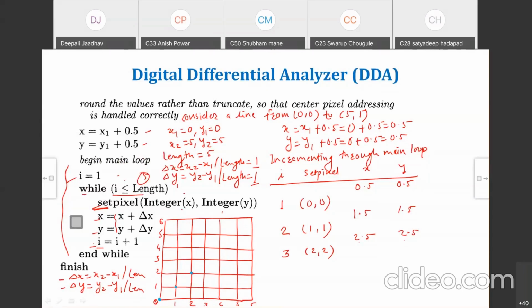Then set pixel next x and y increase with delta x, delta y, it becomes 3.5, 3.5. Next, increase the value of I, becomes 4. 4 is less than length. So set pixel integer x, integer y, what is it? 3, 3.